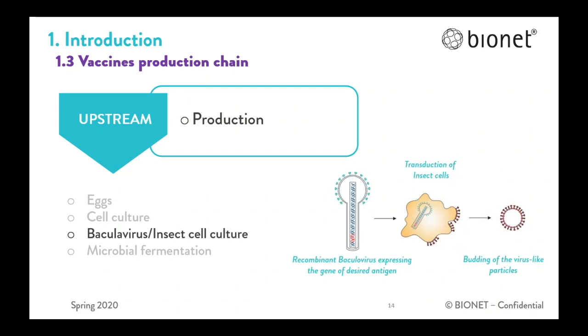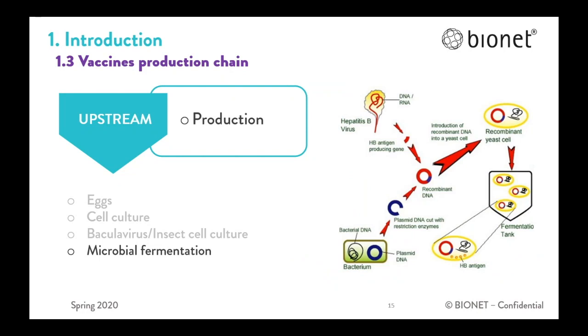Baculoviruses are a diverse group of DNA viruses that can infect insects in nature but are not pathogenic for humans, so they are perfect tools to use as vaccine vectors. A viral vector is a modified virus that acts as a vehicle to introduce exogenous genetic material into the nucleus of a cell. Insect cells are cultivated to a desired cell density and then are infected with a recombinant baculovirus containing the gene of interest.